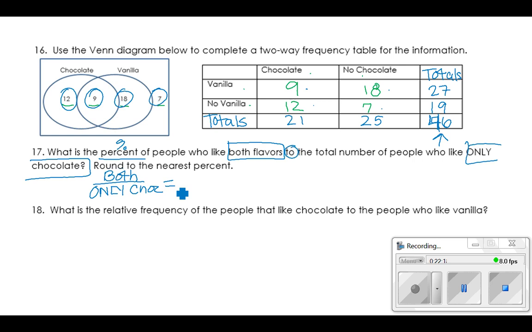And then we can look at our table. Both is going to be where we have chocolate and vanilla. So that's 9. So we have 9 over, and how many people only like chocolate? If they only like chocolate but don't like vanilla, so chocolate, no vanilla, that's 12. So 9 over 12. You would use your calculator to do 9 divided by 12, and you get 75 hundredths. We're looking for percent, so we have to multiply by 100 or move the decimal twice. So our answer is 75%.